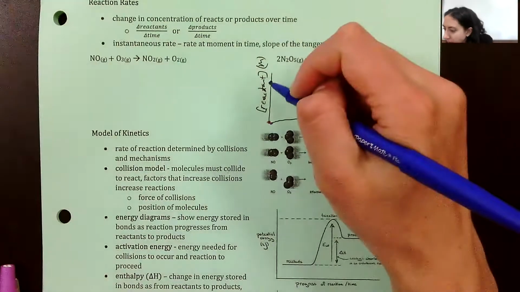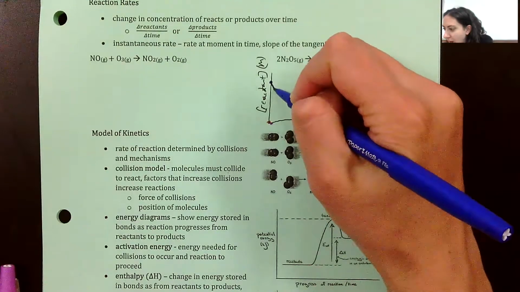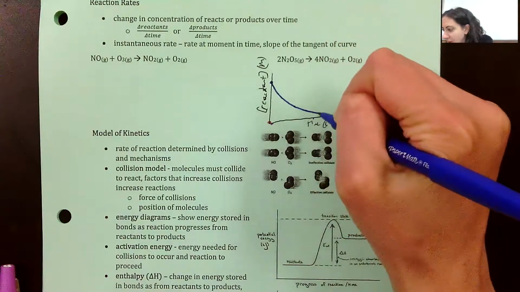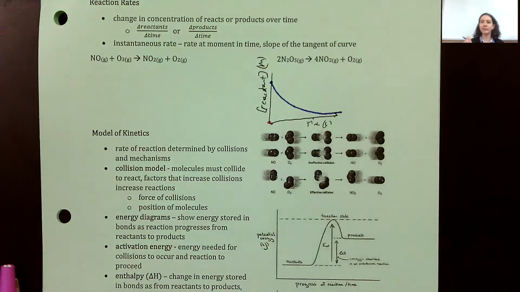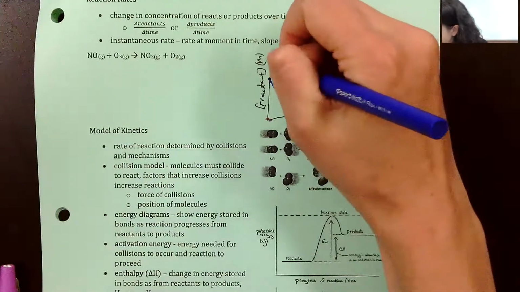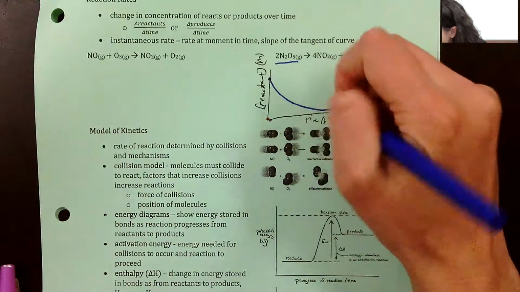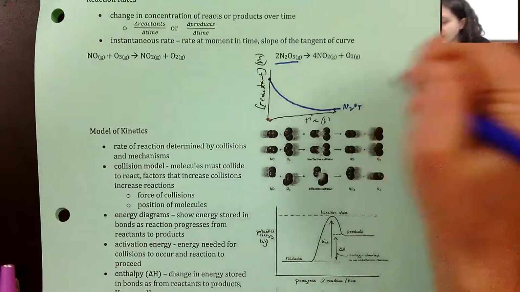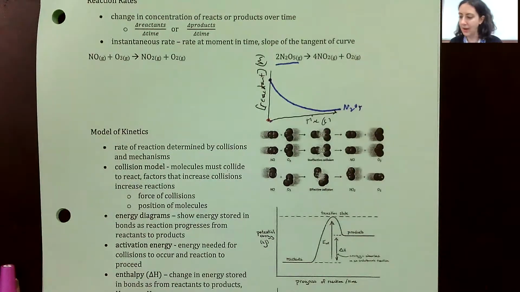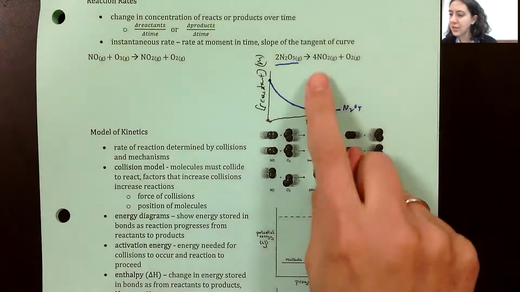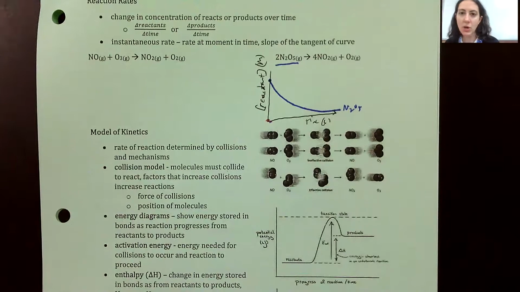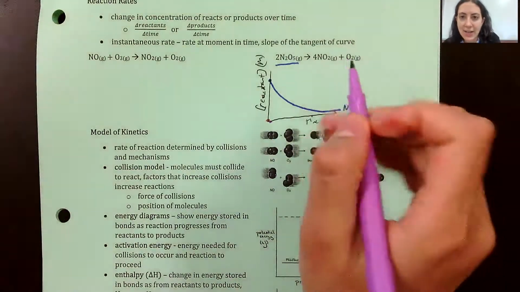Okay. So I would expect over time we'd get something like that. So this is the N2O5. We start off with a bunch and it all goes away. How about the nitrogen dioxide and the oxygen?